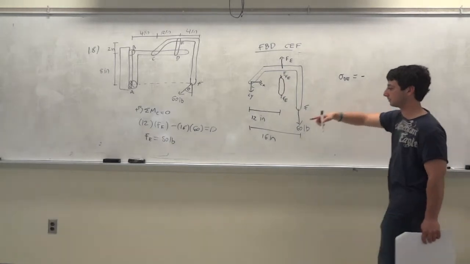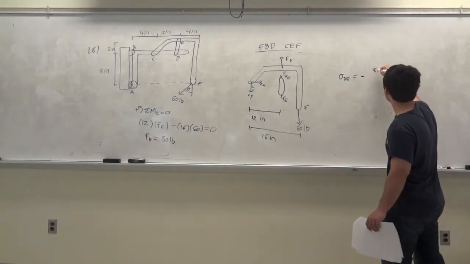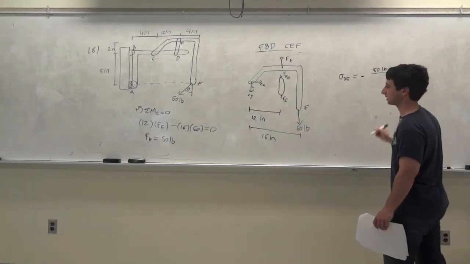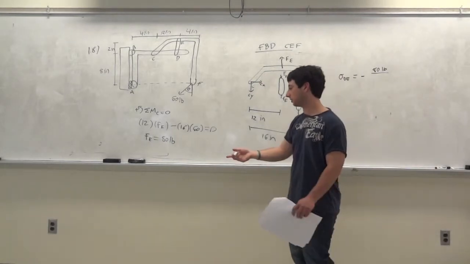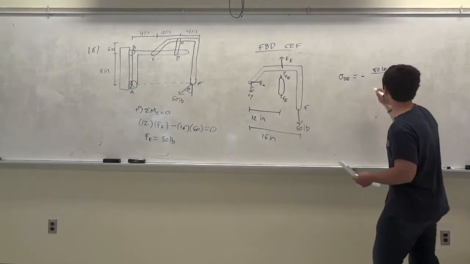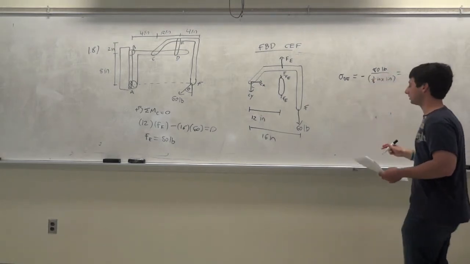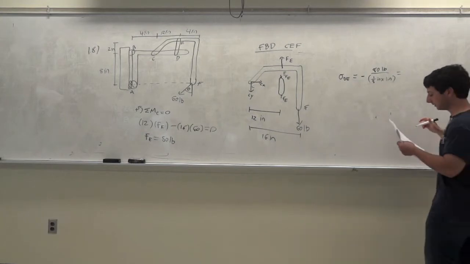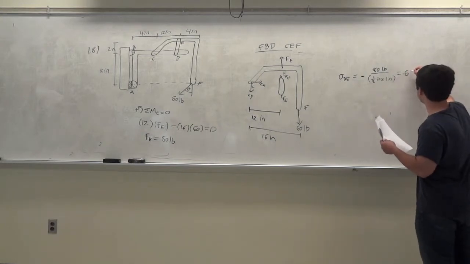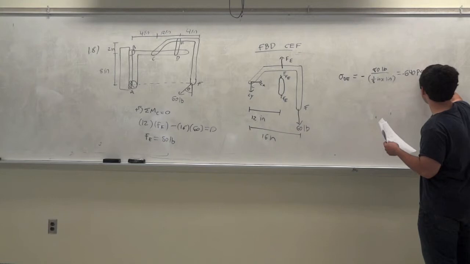So the force is 80 pounds over the cross-sectional area. Well, they gave you the cross-sectional area. I just erased it. It was 1/8 of an inch times 1 inch. Okay, so the stress you get is minus 640 psi.